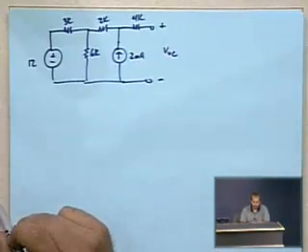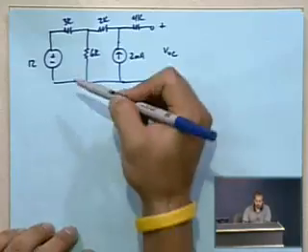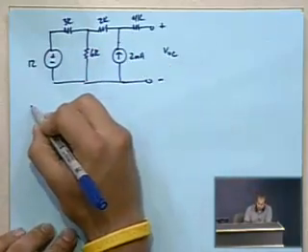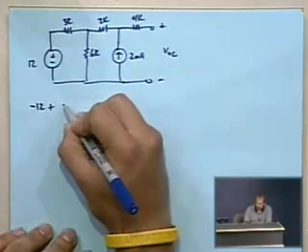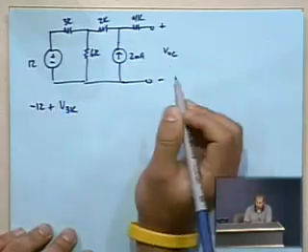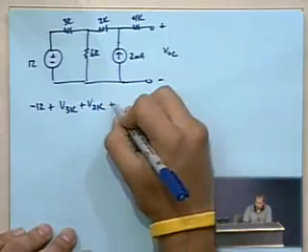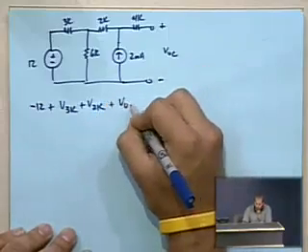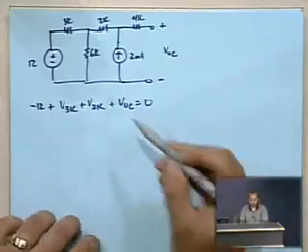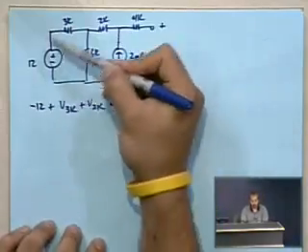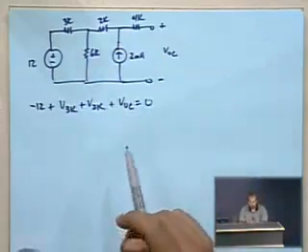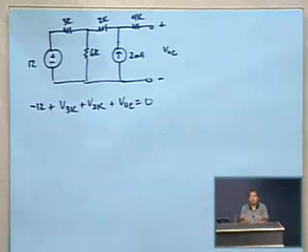Well, we could write at least one equation that goes around and says, all right, well, negative 12 plus the voltage across the 3K resistor plus the voltage across the 2K resistor plus, let's just call it the open circuit voltage, equals 0. That's just a KVL equation around the outside loop. Well, what do we know? Which of these can we solve for? Do we have enough knowledge?